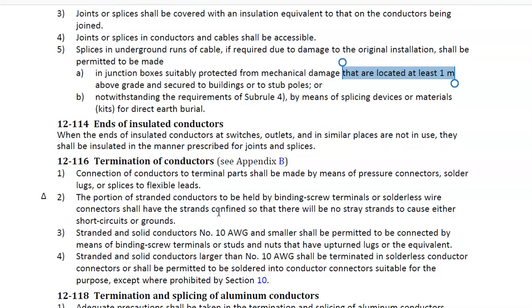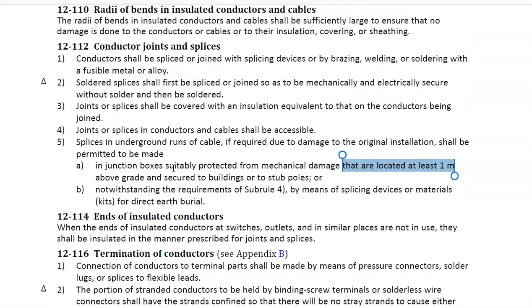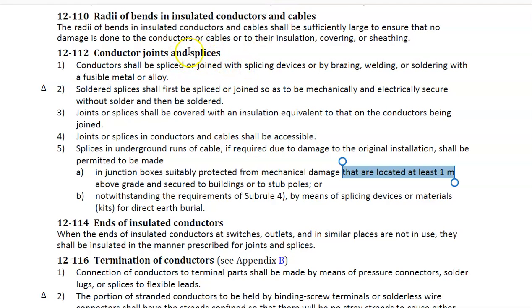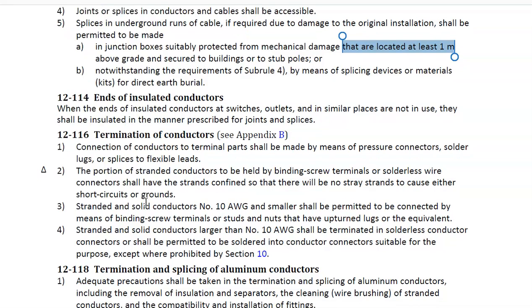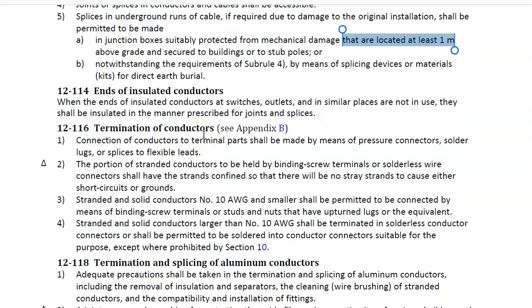Termination of conductors, how they actually connect onto something to power it up, is different than the splices and joints. Joints and splices talk about where I'm going from conductor to conductor. Termination talks about where I'm now going onto an actual piece of equipment. It shall be made by means of pressure connectors, solder lugs, or splices onto flexible leads. Some types of equipment have little leads coming off them. I want to think about dimmer switches, right? We've got those flexible leads coming off of them.